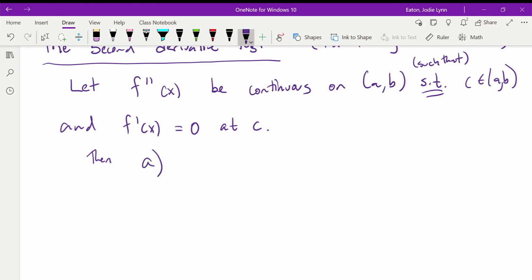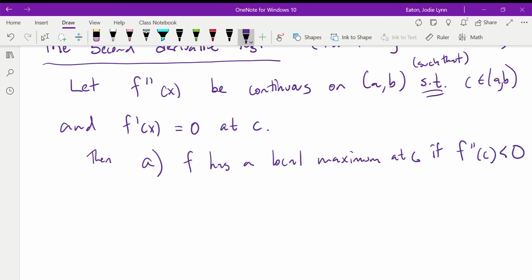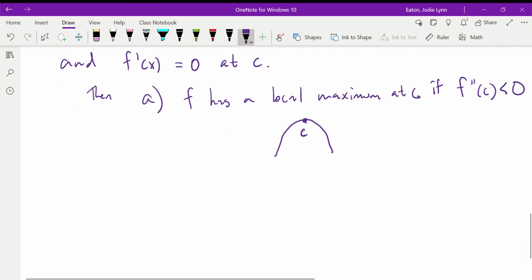Okay, then A: f has a local maximum at c if f double prime of c is less than 0. So if f double prime of c is less than 0, remember, we are concave down. So think about that picture. f double prime is negative, we're concave down, c is a maximum.